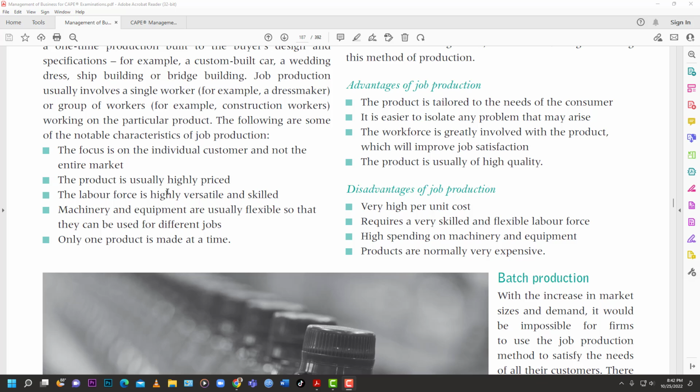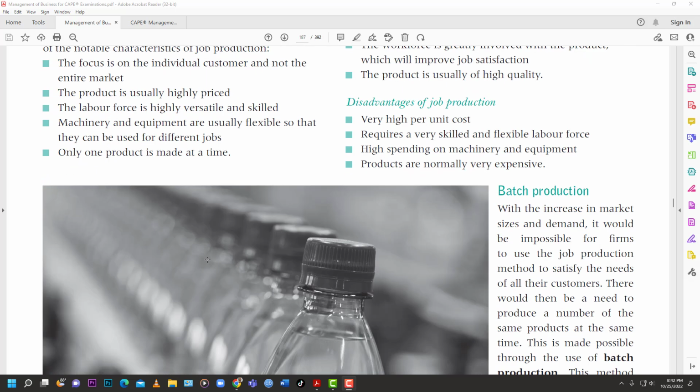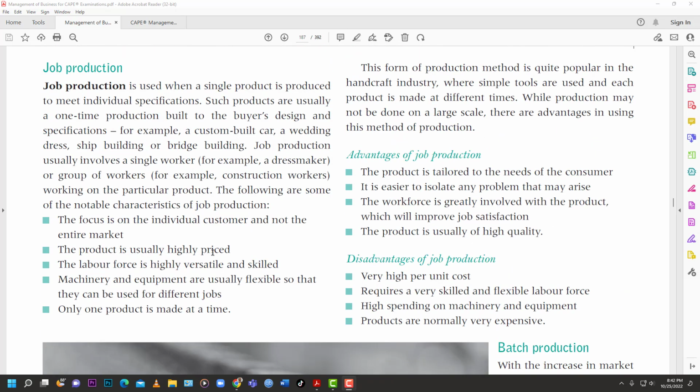The product is usually highly priced. Of course, anything customized would be highly priced compared to a mass-produced item. The labor force is highly versatile and skilled, for sure: the tailor, the seamstress, the carpenter, the mason, those are skilled persons. Machinery and equipment are usually flexible so that they can be used for different jobs. Only one product is made at a time. Job production right there in a nutshell.